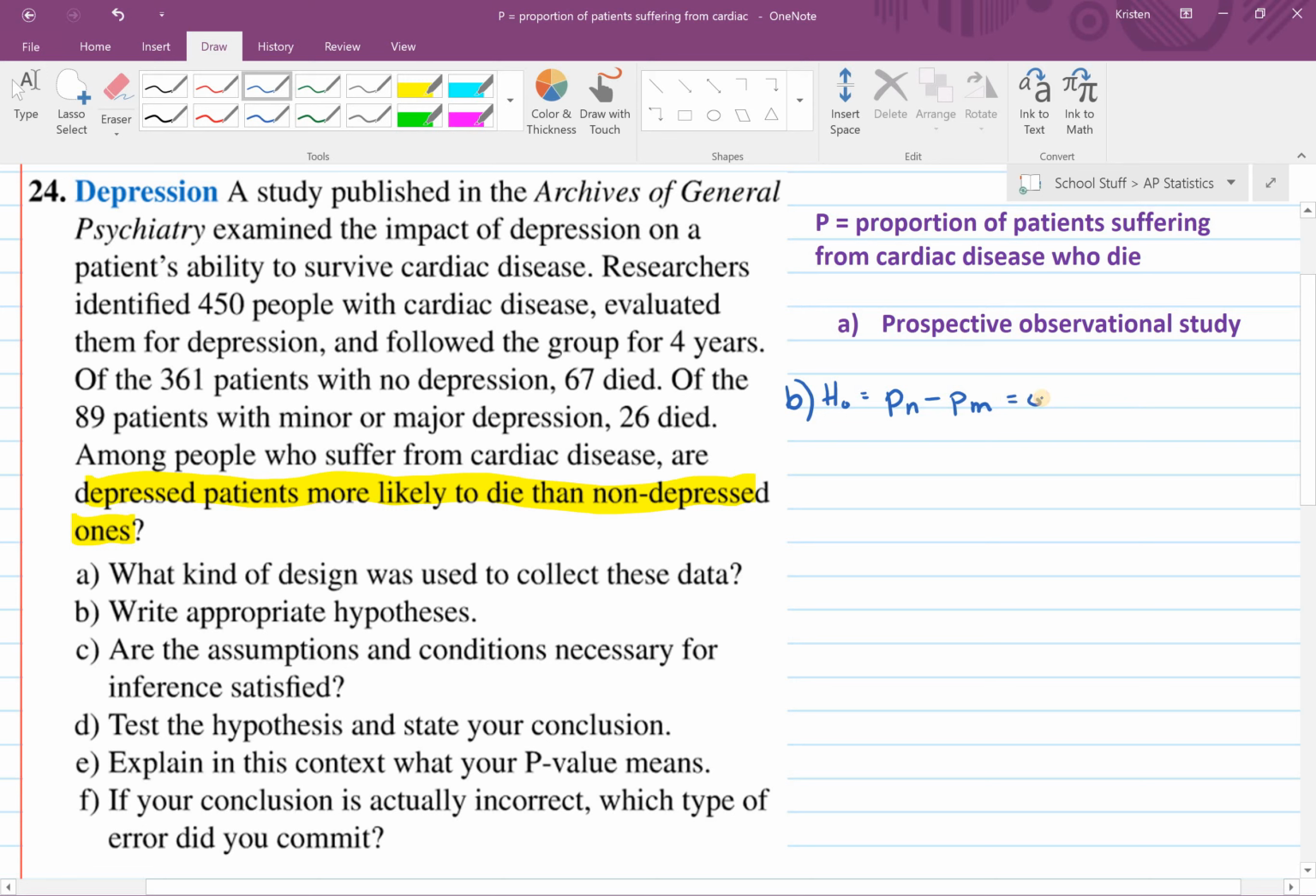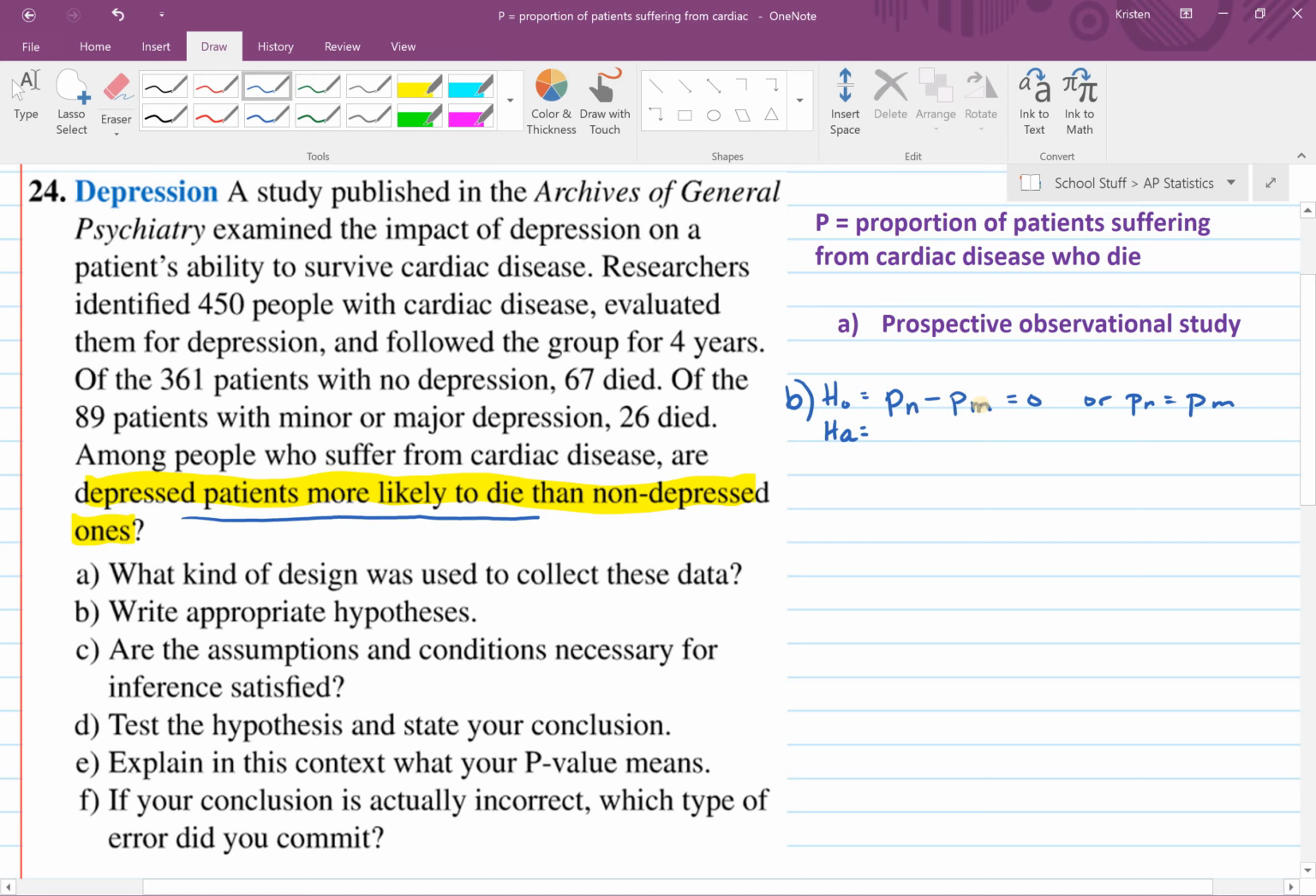And I believe that there is no difference. So you can either write it like that, or you can write it as the fact that the two proportions themselves are equal. If the proportions are equal, the difference between them is nothing. On the flip side, my alternative hypothesis is I believe that depressed patients are more likely to die.